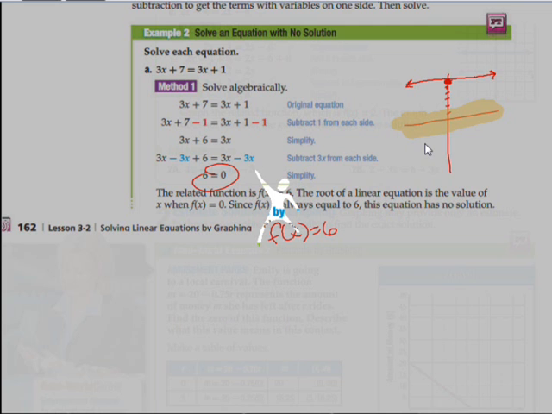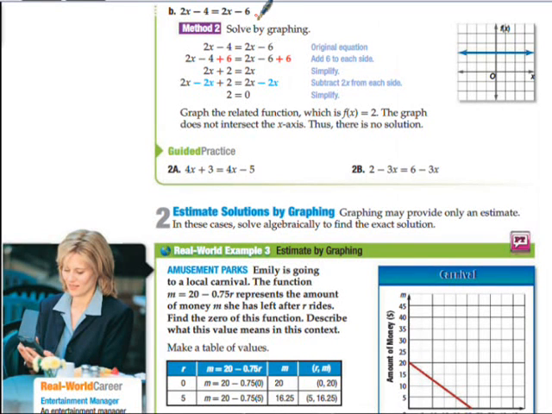So let's take a look here. We have 2x minus 4 equals 2x minus 6. Again, you solve this by graphing. You get it equal to 0. So we have that. Then we replace 0 with f of x. And then that's this horizontal line, so there is no solution.